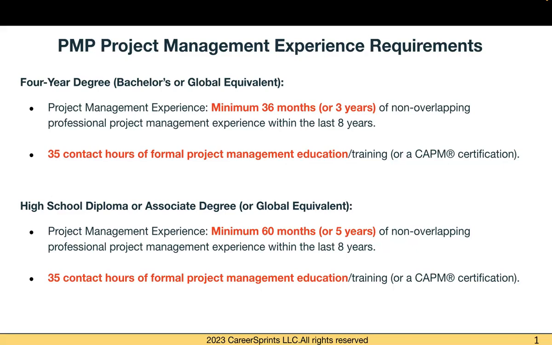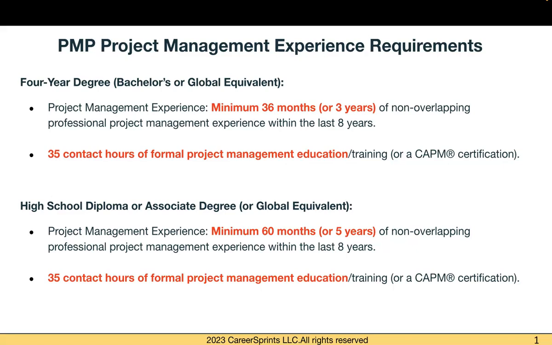And if you don't have a 4-year degree or a bachelor's degree, then you need to show 60 months of project management experience. This means you may just have a high school diploma or some type of an associate's degree. In those instances, you need to show 5 years of project management experience, and both of these have to be shown within the last 8 years. So assuming you're watching this video in 2025, you can go as far back as 2017 to show this experience.